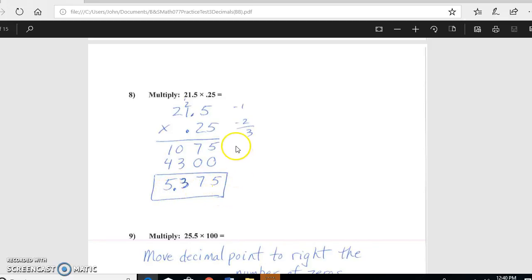Now at this point I go back up and I look at how many place values I have in the decimal side of each number. And here I have one decimal place, so I have put a 1 here, and here I have 2 decimal places. I add those two together and I have 3. And then what I do is I go back down to this number and I start on the far right and I count 3 places to the left. 1, 2, 3, and that's where I put my decimal point. And that's our answer for number 8.